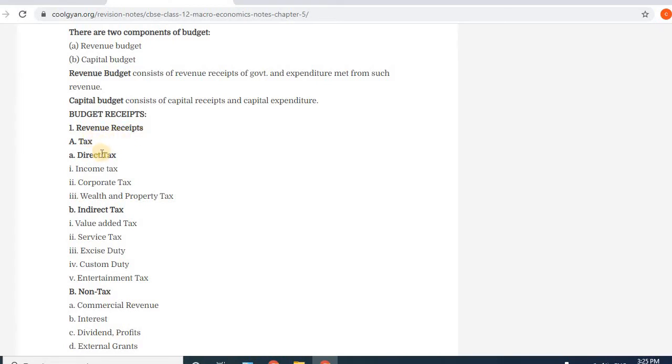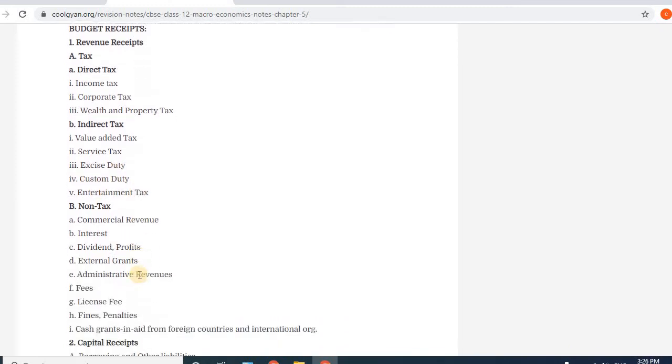A. Tax: direct tax, income tax, corporate tax, wealth and property tax. B. Indirect tax: value added tax, service tax, excise duty, customs duty, entertainment tax.